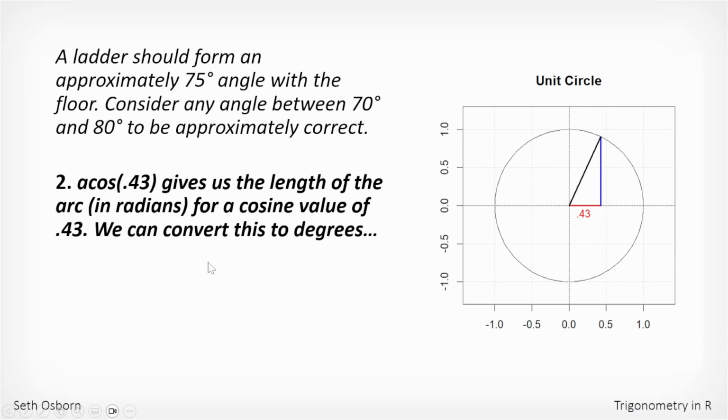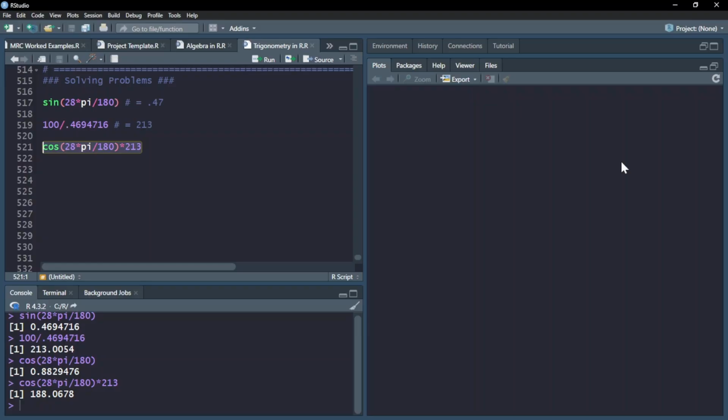And then we can simply use arc cosine to find the length of the arc in radians. For a cosine value of 0.43, we're asking, what is the length of this arc? Now, of course, what we care about is not the length of the arc. We want it expressed in degrees because the problem says we're looking for 75 degrees. So we're going to have to convert the arc to degrees. So think through, how would you do that? Okay, let's do it.